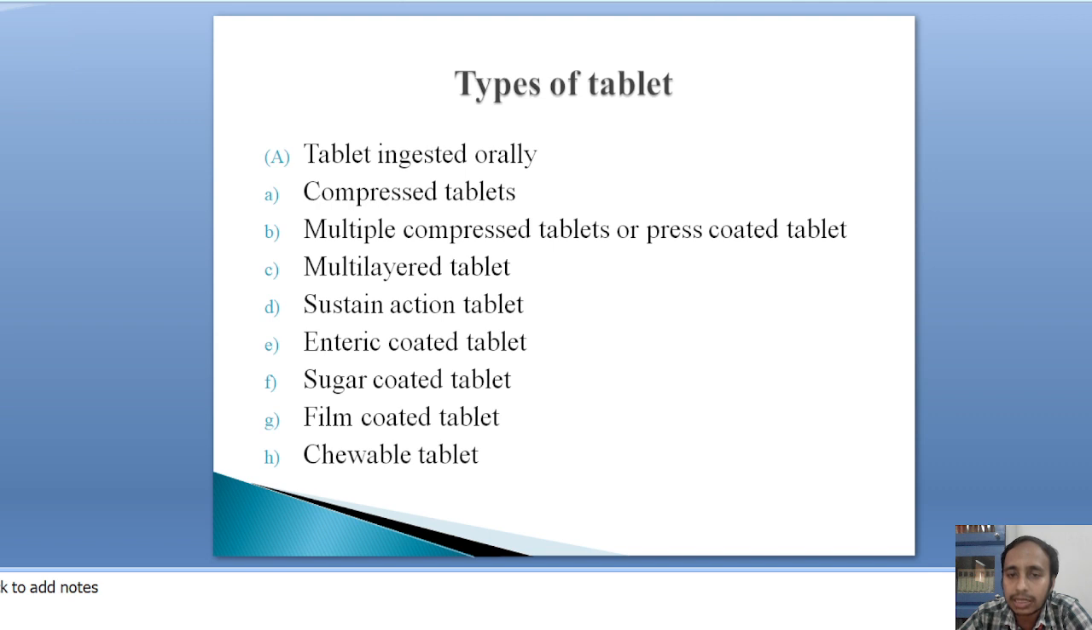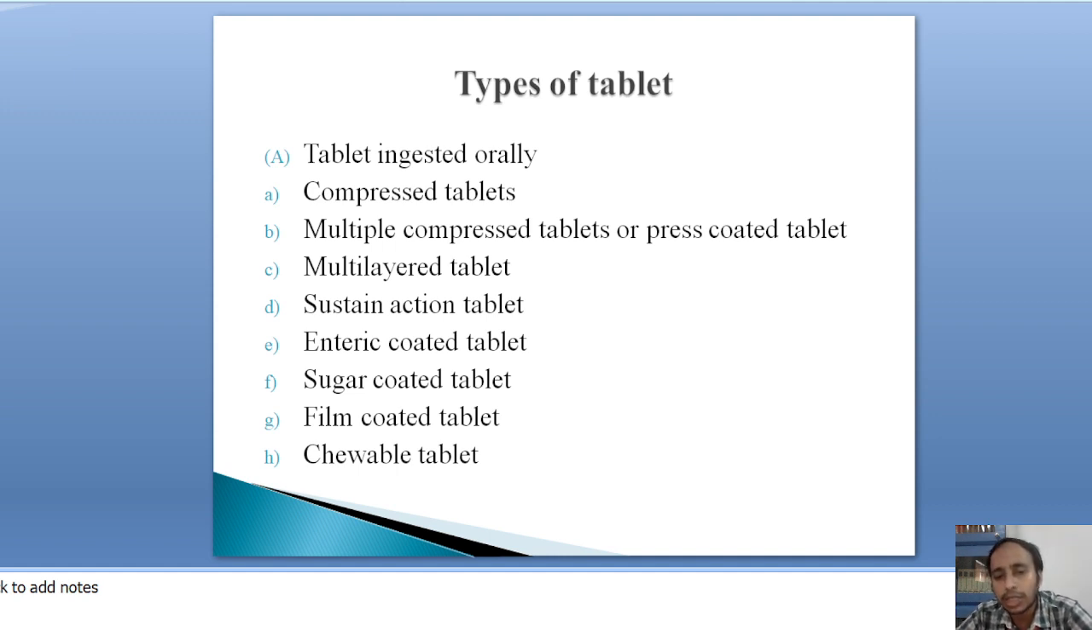Next is sustained action tablet. So sustained action tablet, as I said earlier, we can prepare by using coating. We will use different polymeric solutions to modify the release profile of the tablet. When the release is slow, that is called a sustained action tablet.